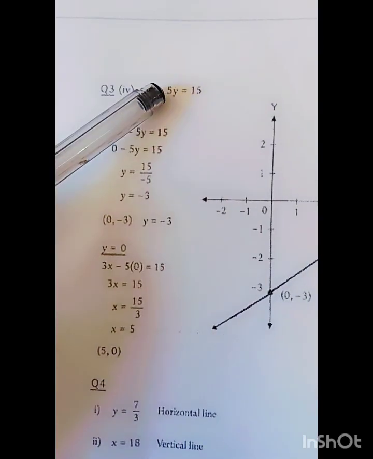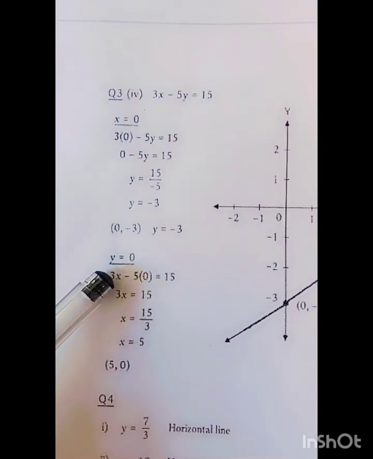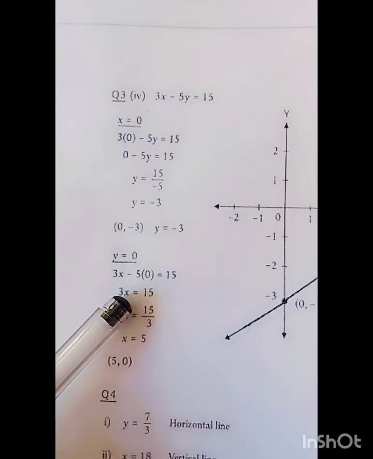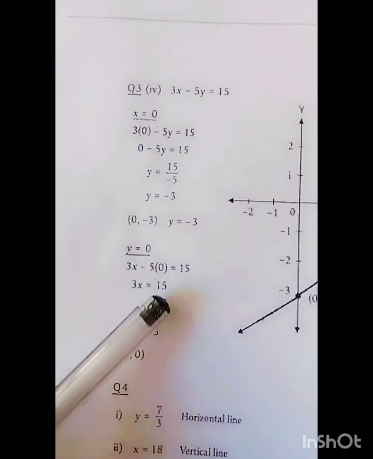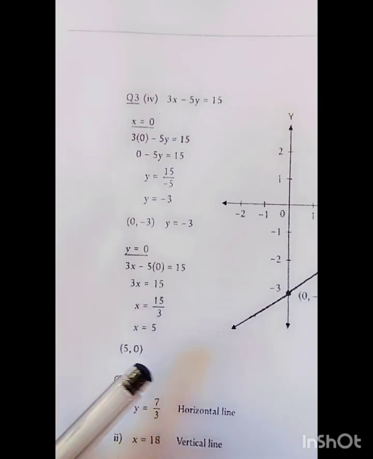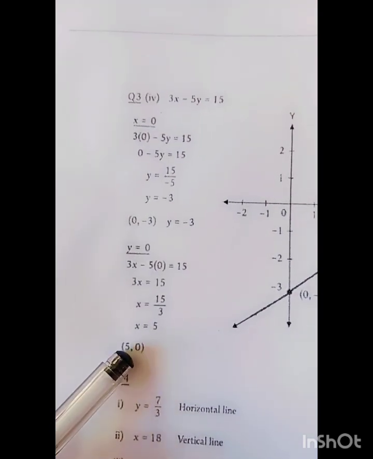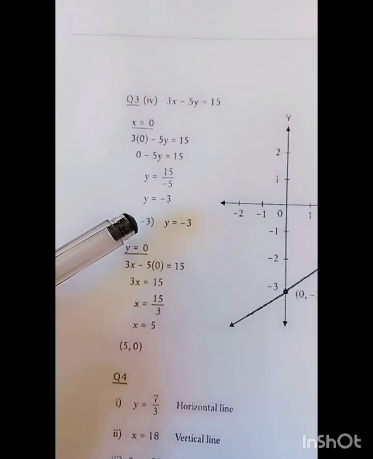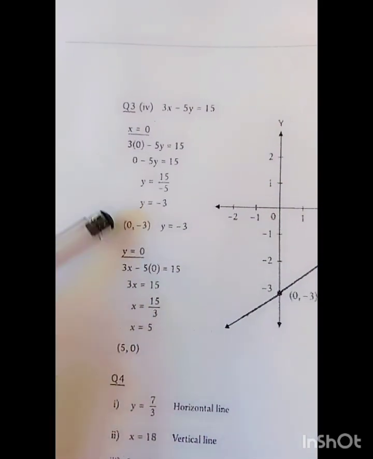So this is the x point and this is the y point. Now put y equals 0 in the same equation. 3x minus 5 times 0, 5 zeros are 0. So we are left with 3x equals 15. So 3 fives are 15. We get x equals 5. So when x is 5, we get y equals 0. So always write the x value first and the y value second. So we get these 2 points: (0, minus 3) and (5, 0).